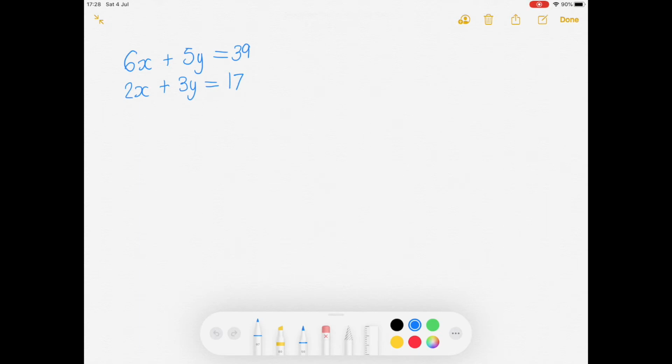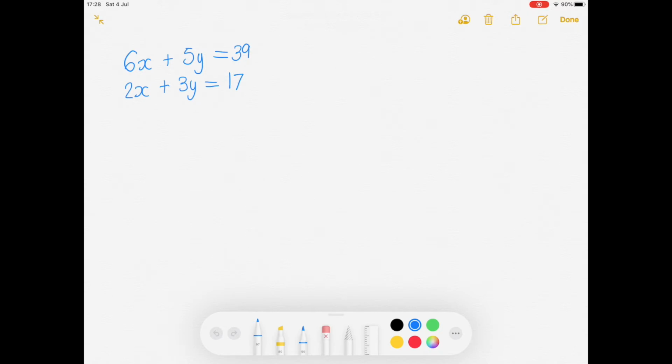Hello and welcome to this lesson on simultaneous equations. So today we'll be showing you how to solve simultaneous equations by a method of elimination. The three main steps to elimination are labeling, multiplying, and then finally eliminating.